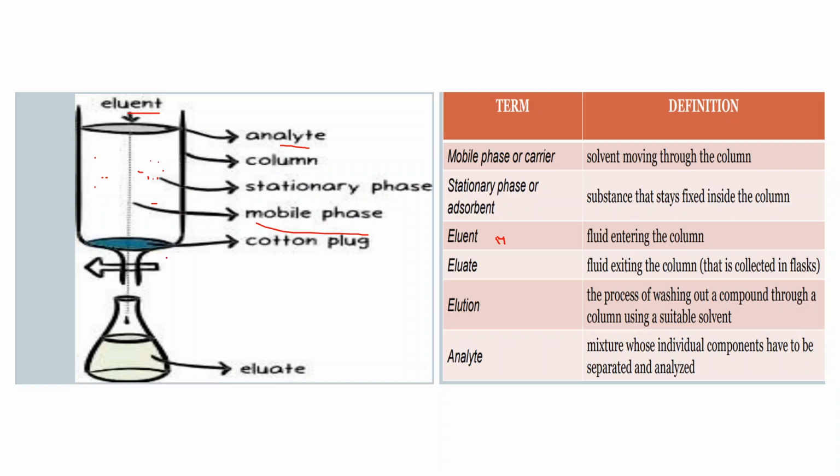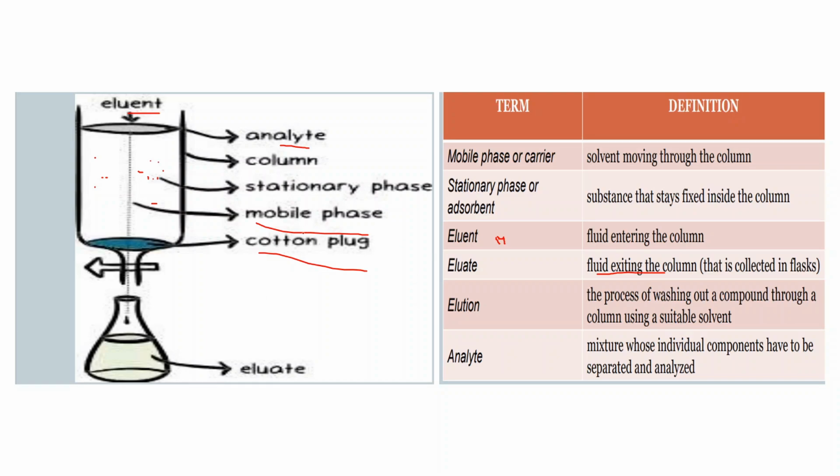Then you have the cotton plug and the closing knob, and this is the eluate. Eluate means fluid exiting the column, which is collected in the flask. Eluent is the fluid entering the column, and elution is the process of washing out a compound through a column using a suitable solvent.